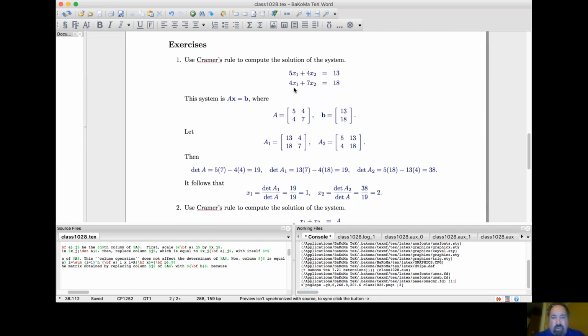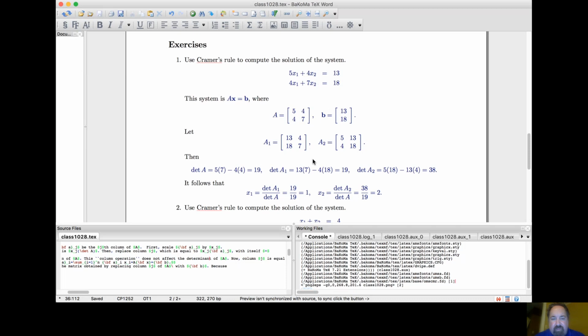First, a couple of Cramer's rule problems. Here we have a system of equations, two equations, two unknowns. So in matrix-vector form, it's this matrix A, the coefficients of the x's, times x equal to b, this right-hand side vector of right-hand side values. So now I take this matrix and replace each column in turn with b. So here I replace the first column with b, and that's A1. Then I replace the second column of A with b, and that's A2.